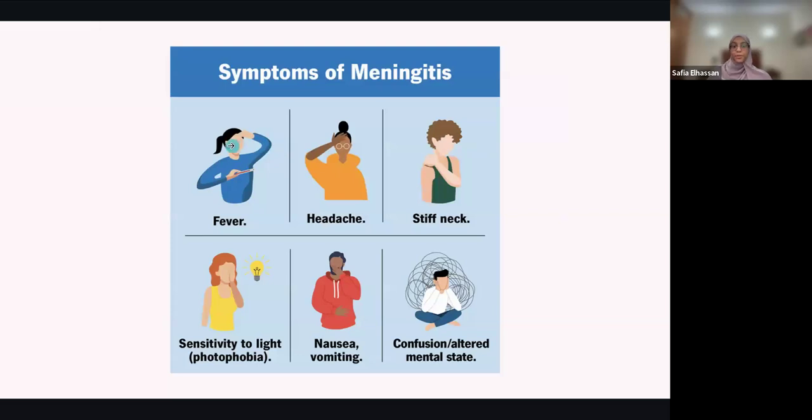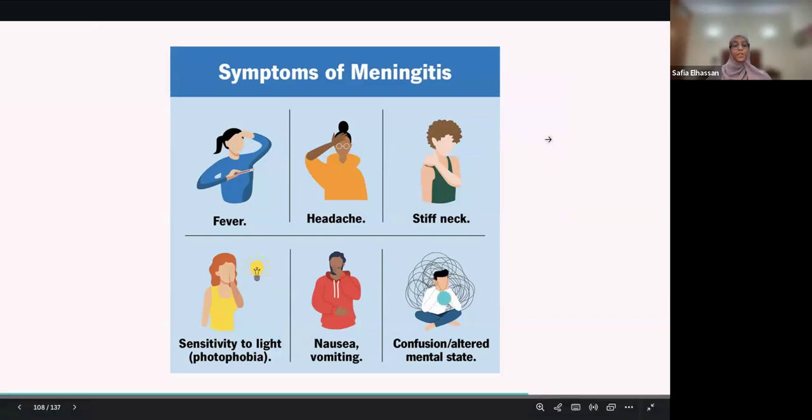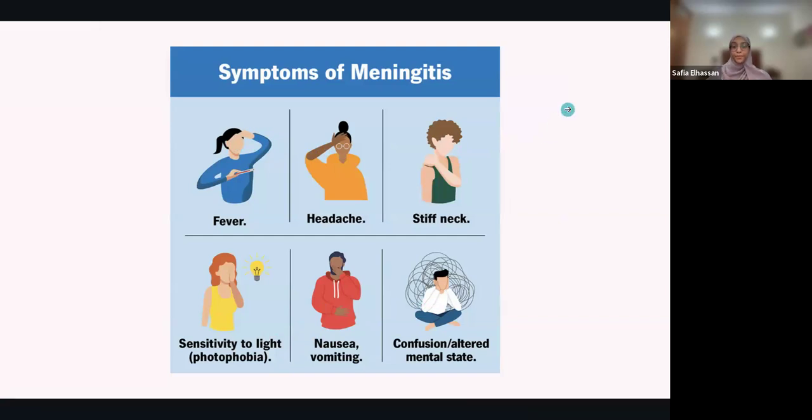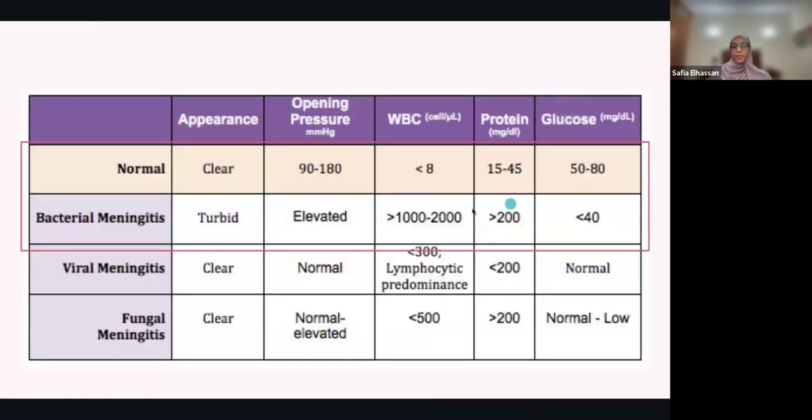So these are the 3 most important symptoms of meningitis: fever, headache, and stiff neck. Some of the other ones could be photophobia, nausea, vomiting, confusion, altered mental state, and they could even have seizures. To diagnose meningitis, you would take a CSF sample, do a blood culture, CSF culture, and an analysis, and you would also just look at the CSF.